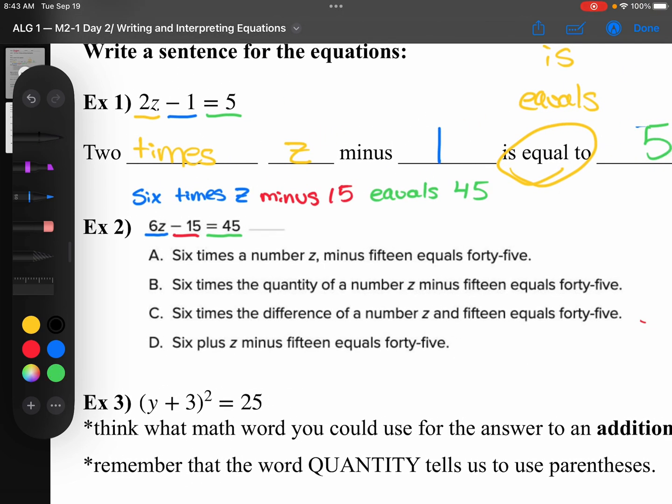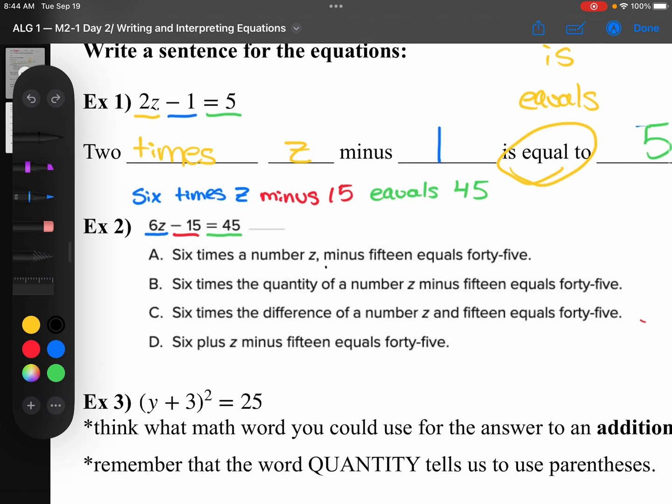So if I read A, let's check A. 6 times the number z minus 15 equals 45. Does that one align? So let's see. We've got 6 times the number z, okay, minus 15 equals 45. Okay, so that one works.